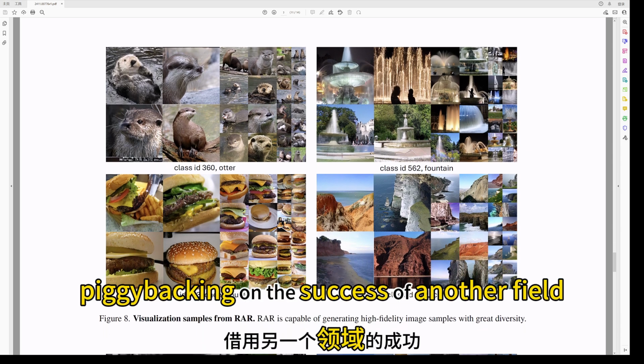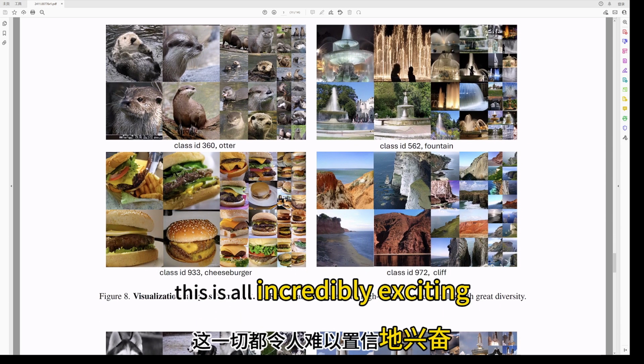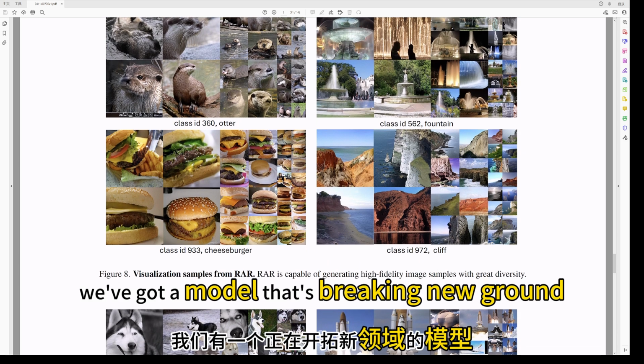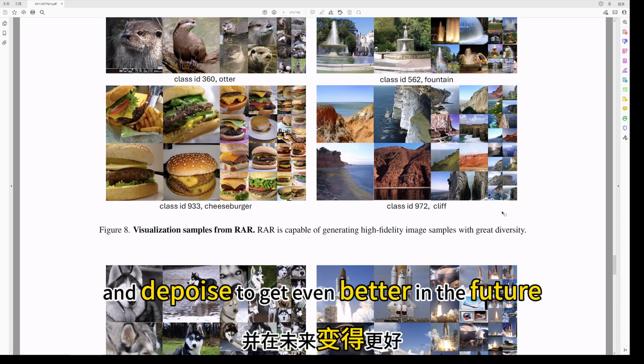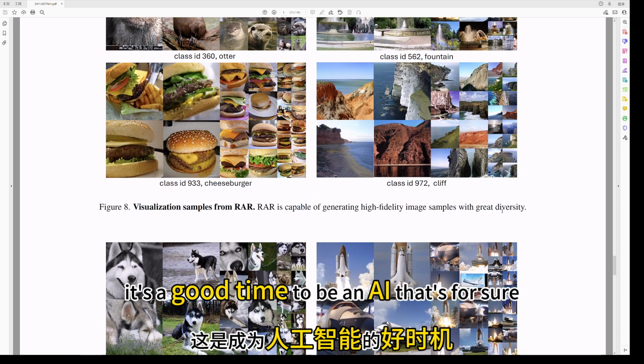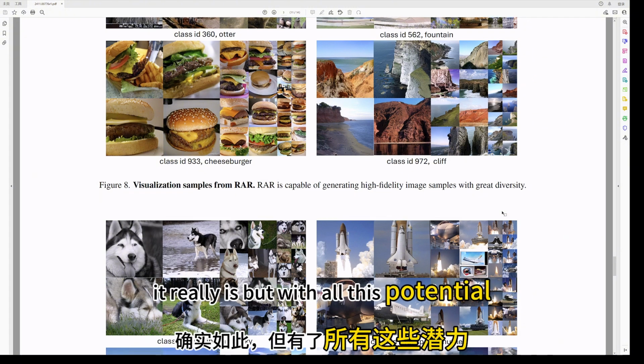So it's like piggybacking on the success of another field. Exactly. This is all incredibly exciting. We've got a model that's breaking new ground, super efficient, and poised to get even better in the future. It's a good time to be an AI, that's for sure. It really is.